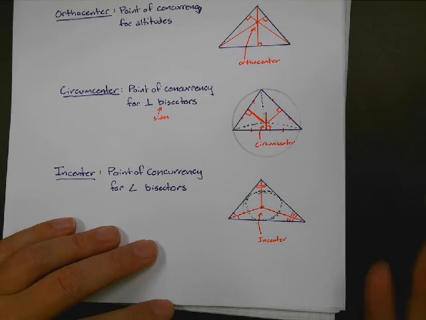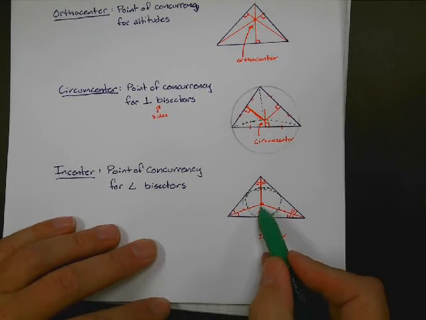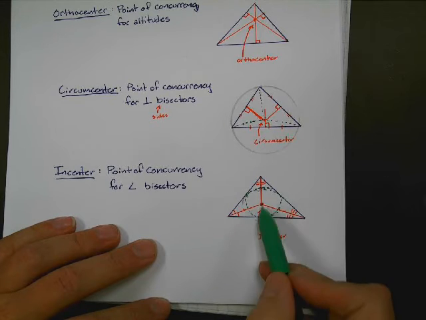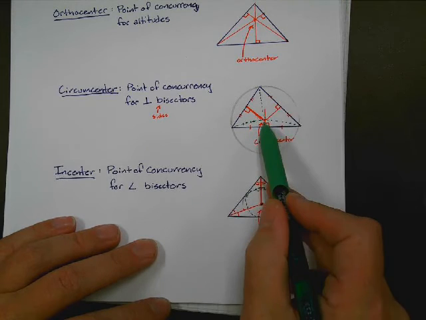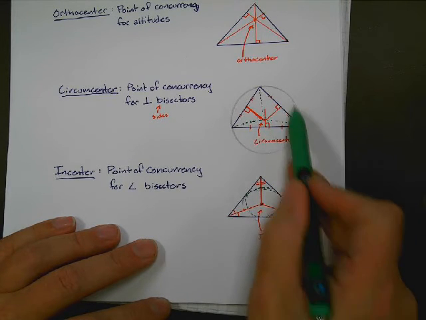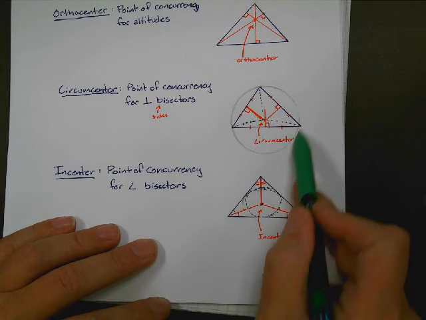But this is the basics. Okay, so this would be the incenter, and this would be the center of the circle that can fit inside of the shape, whereas this one was the circumcenter, which is the center of the circle that can go around the outside of the shape.